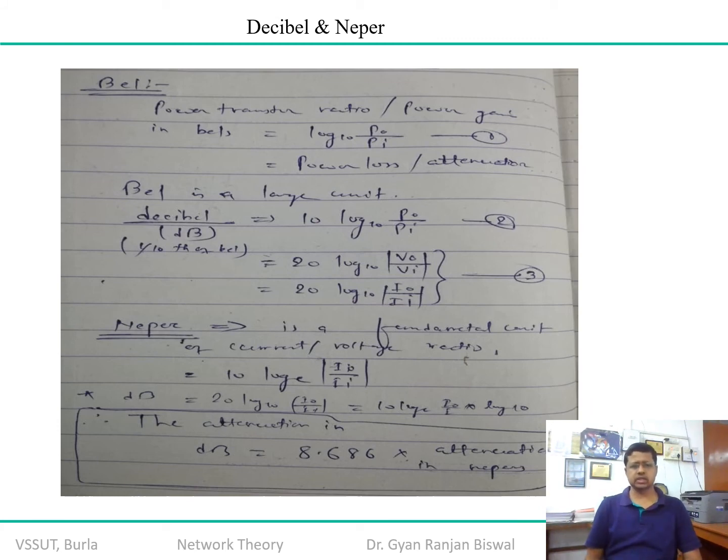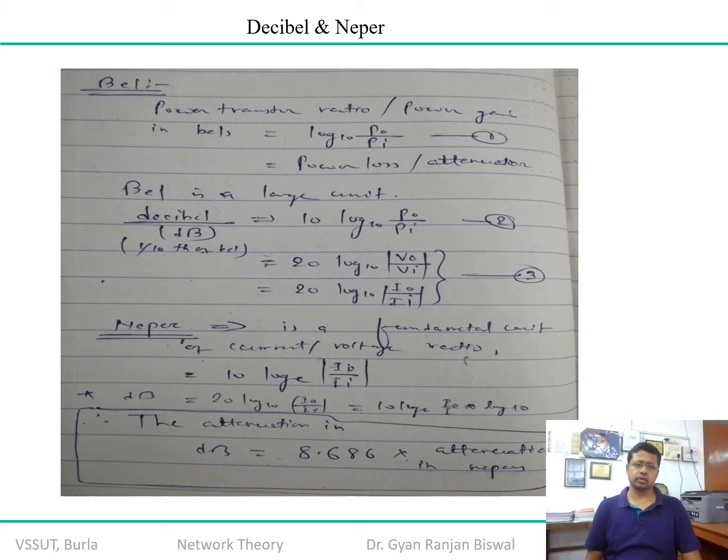So, I hope these things are now clear, and there is no need for further discussion. Obviously, you can count the level of attenuation in terms of decibels or in Napier, as far as the current or voltage ratios are concerned. Either you can define it in decibels. On the power scale, because it is the power which is being transferred, it is 10 log, as far as the power gain is concerned.